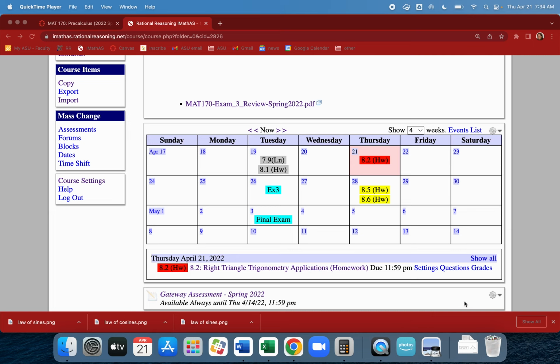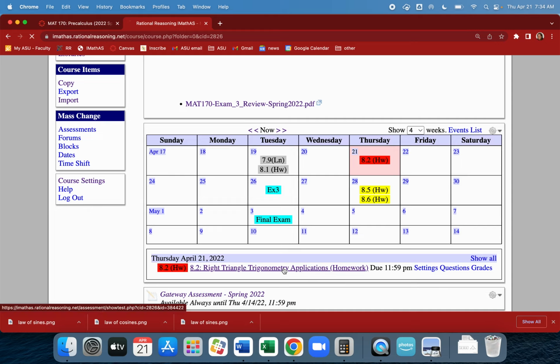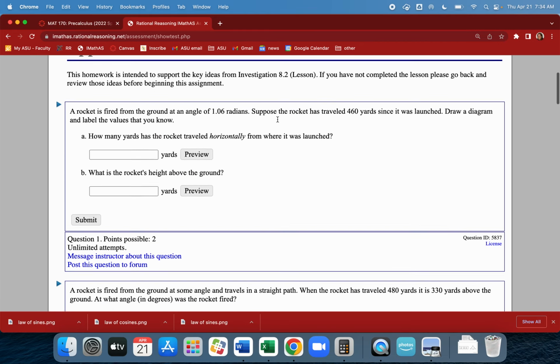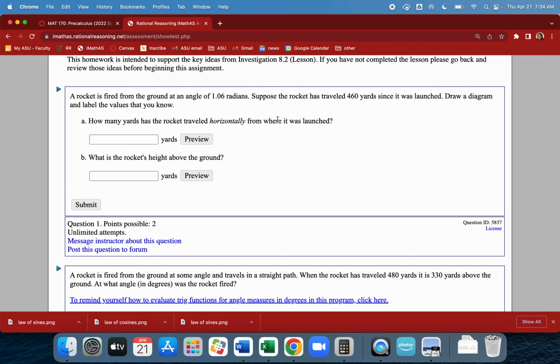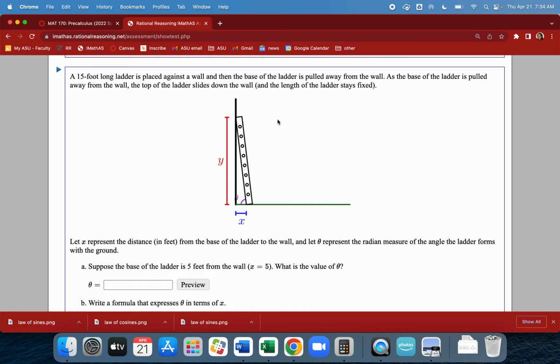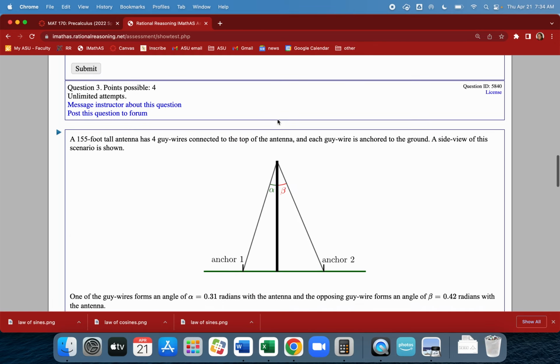Your homework from 8.2 is due tonight, the application stuff. Let's take a look at that, as long as I've got this right here. I was trying to remember what questions were on this assignment. Some of these have diagrams, some don't. This first one does not. That one has part of a diagram. It shows you what it's talking about with x, y, and theta.